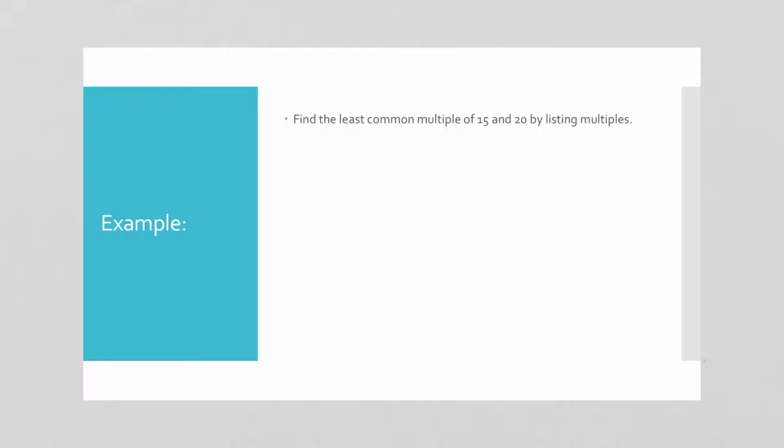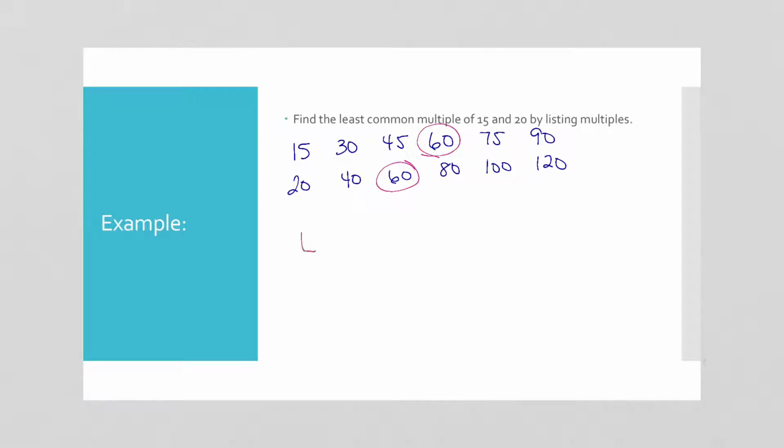So using this method, if I want to find the least common multiple of 15 and 20, I list out the multiples of 15: 15, 30, 45, 60, 75, 90, and I'm going to list out the multiples of 20: 20, 40, 60, 80, 100, 120. Now what is the smallest number that they have in common? It looks like it's 60. So the LCM of 15 and 20 is 60.